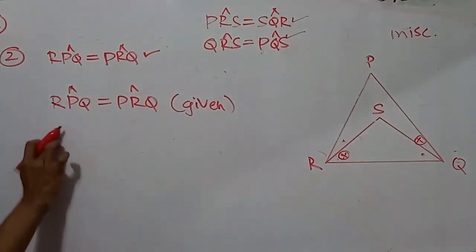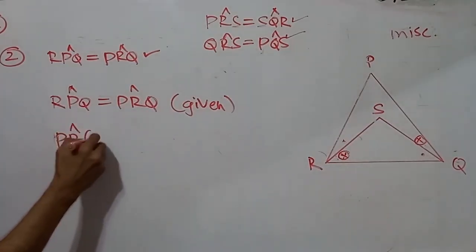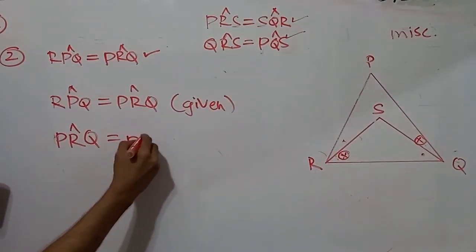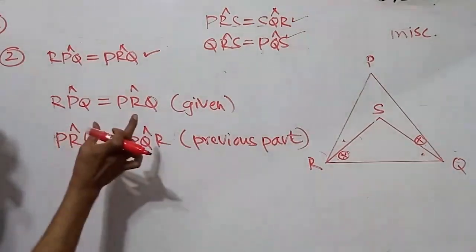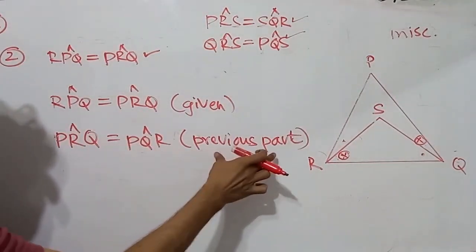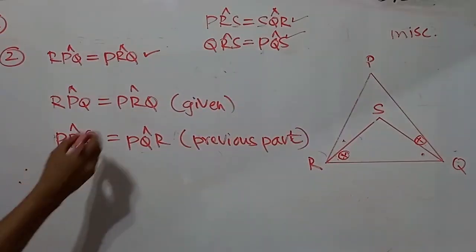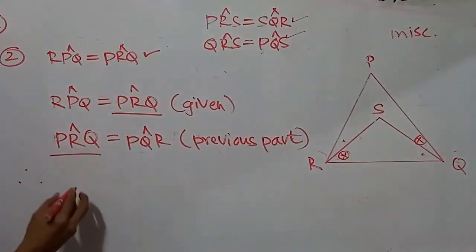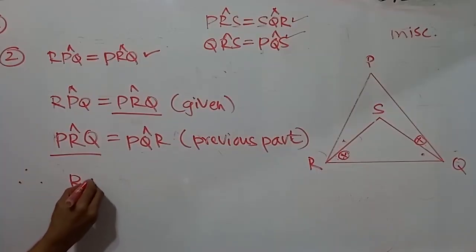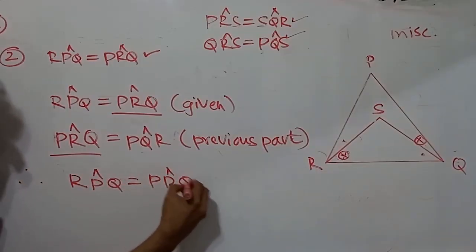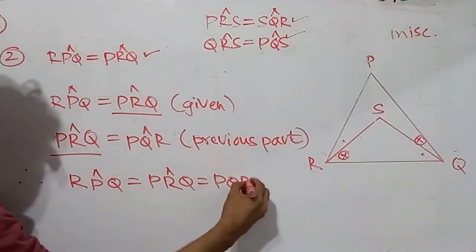PRQ is equal to PQR. So PRQ is equal to PQR, that we proved in the previous part. Right. So therefore, common. What can we say? RPQ angle is equal to PRQ angle is equal to PQR angle.